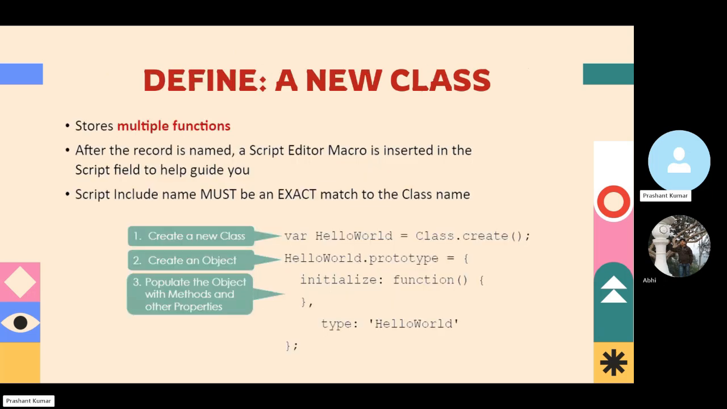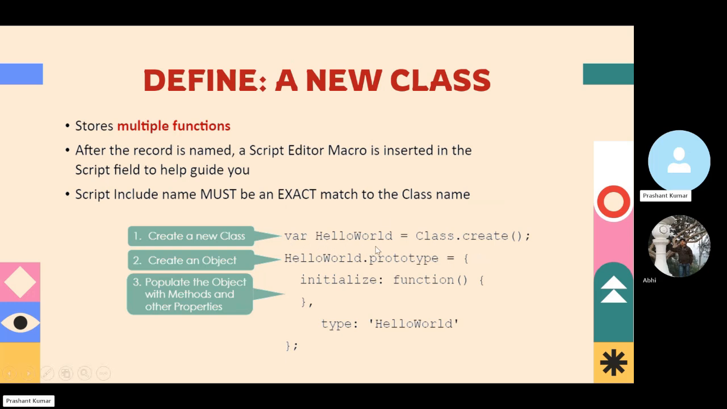Now we have a class based script include. Here the script include name and the class name are the same. In the classless one, we name the function with the script include name. But here we write the class name the same as the script include name.